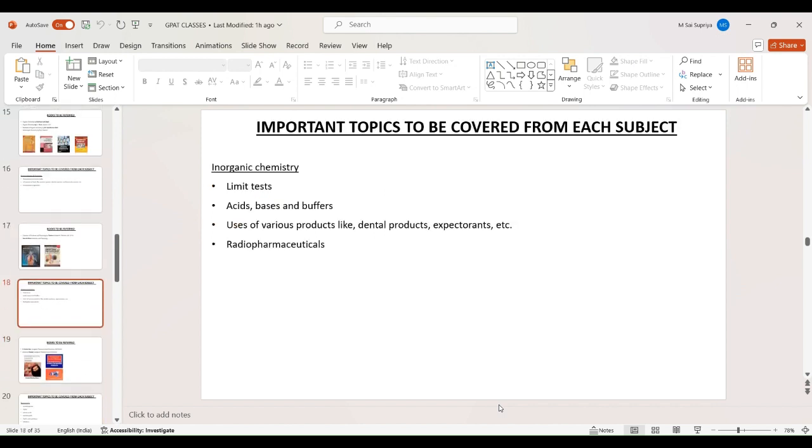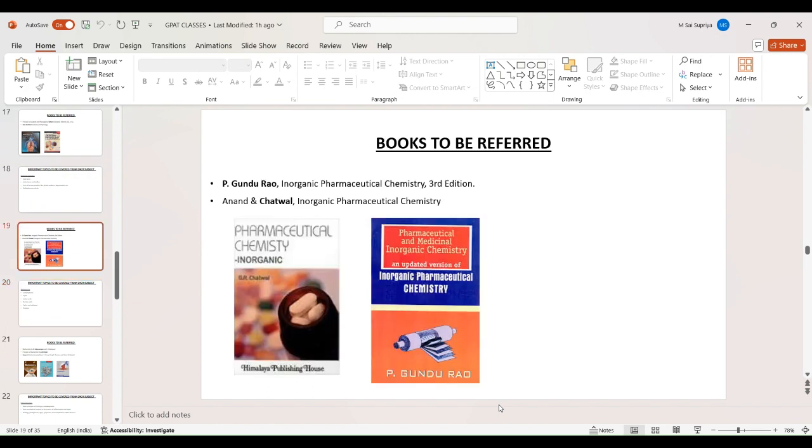Then come to inorganic chemistry: limit tests, acids, bases, and buffers, use of various products like expectorants. They'll give one expectorant and ask what is the use of this compound, so you should be able to answer. Now, pharmaceuticals, I'll make you read all those things. You need not worry. Then books to be referred: Gurdeep Raj and Chatwal.